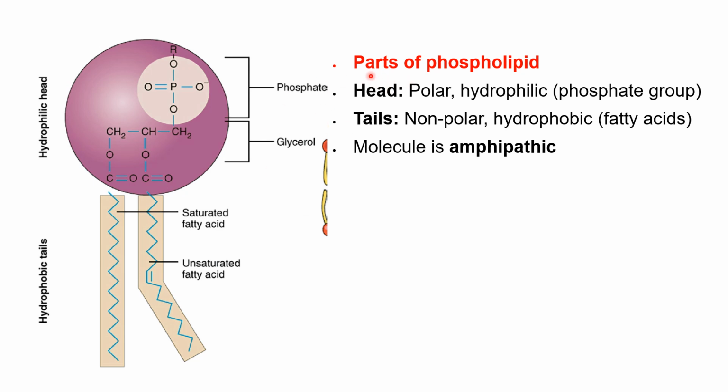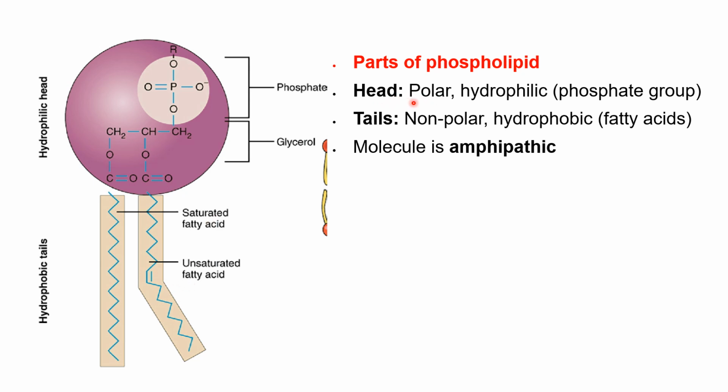Phospholipid has 2 main parts, the head part and the tail part. The head part is hydrophilic and the tail part is hydrophobic. Hydrophilic means water loving. Hydrophobic means water hating. The head portion of phospholipid contains the phosphate group as well as the glycerol, whereas the tail part contains fatty acids. Even one of these fatty acids is an unsaturated fatty acid.